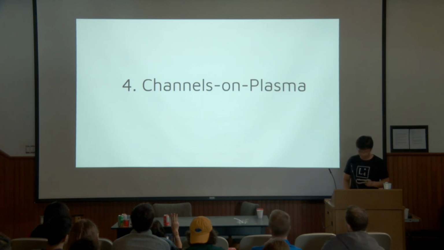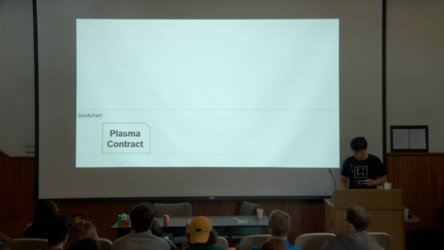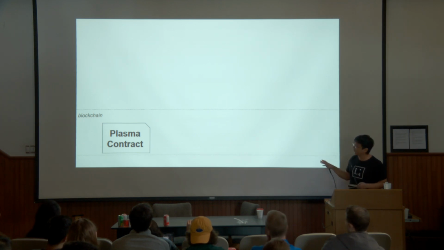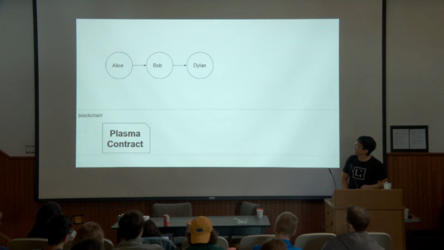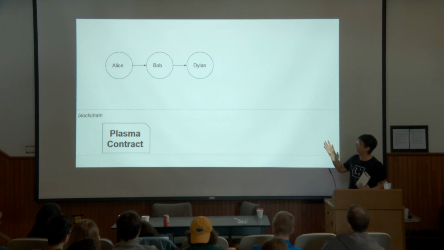Okay. Right, so moving on to channels via Plasma, a rather different topic. This is a specific way to build payment channels that are funded on Plasma. I'm going to try to abstract over the Plasma contract as much as possible. On the blockchain, there is some Plasma contract, and we're going to say that there's some off-chain state for the Plasma contract, which is, in this case, who owns this lump of ETH: Alice, Bob, and then Dylan.